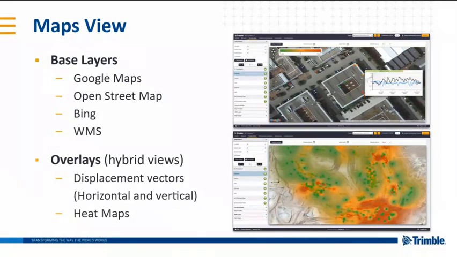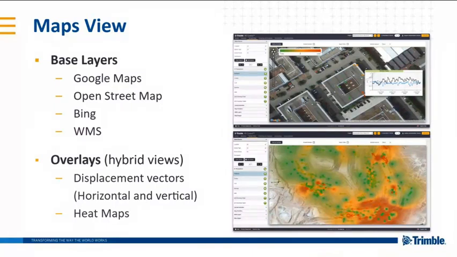T4D also offers various ways to visualize your data, like with a maps view, where you can choose between different base layers. Google Maps, OpenStreetMap, Bing, and WMS layers are also supported, and you can also show displacement vectors and heat maps as overlays. So, in a hybrid view, so to say.